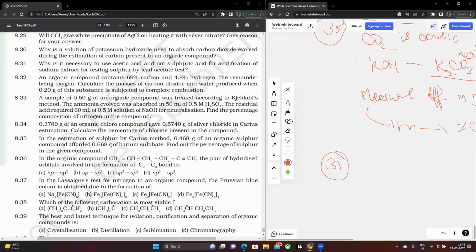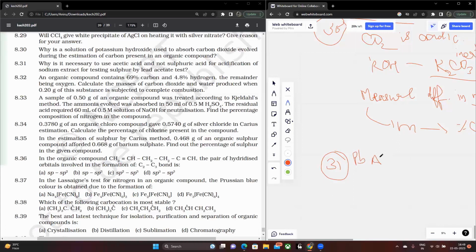Is it necessary to use acetic acid and not sulfuric acid, right? If H2SO4 was used, lead acetate itself reacts with H2SO4 to form lead sulfate, which is a white precipitate, right? And that gives a false positive, right?